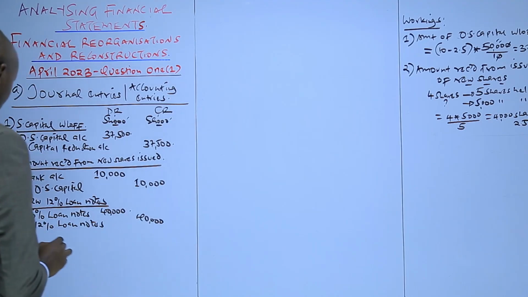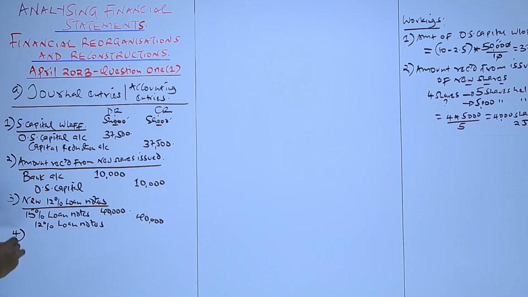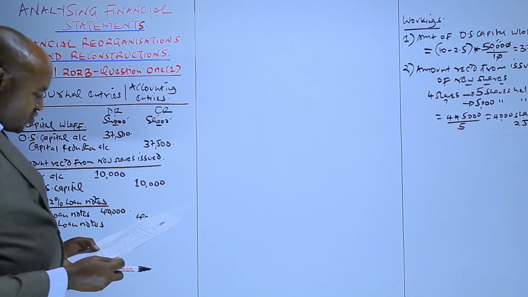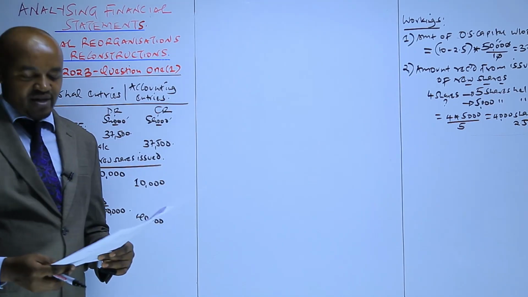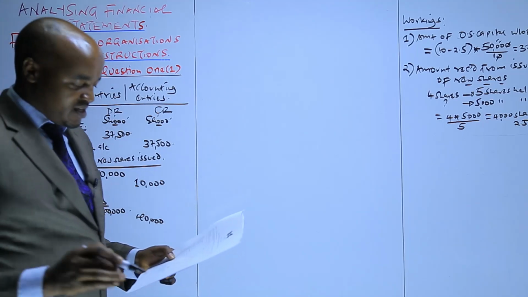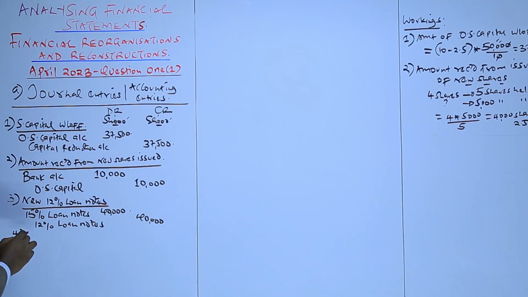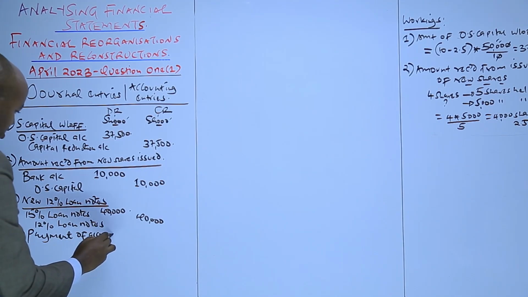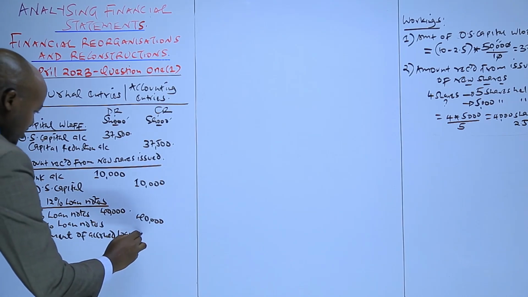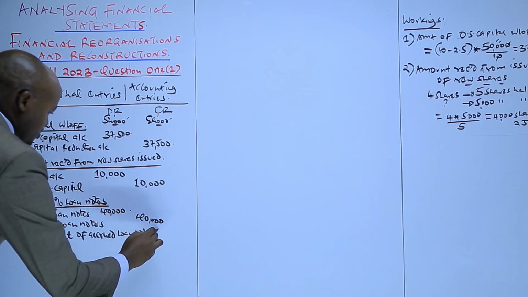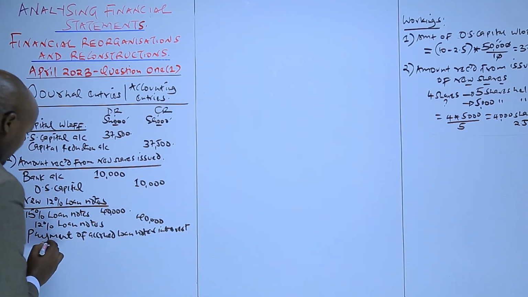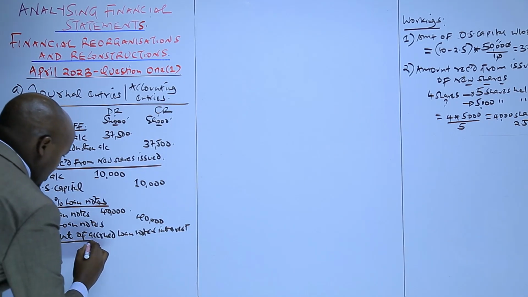Then also from the information which is given there, we are told that the accrued loan note interest, which is part of the current liabilities, will have to be paid immediately. Will have to be paid what? Immediately. So what we need to account for here is the payment of accrued loan notes interest. We need to account for that.